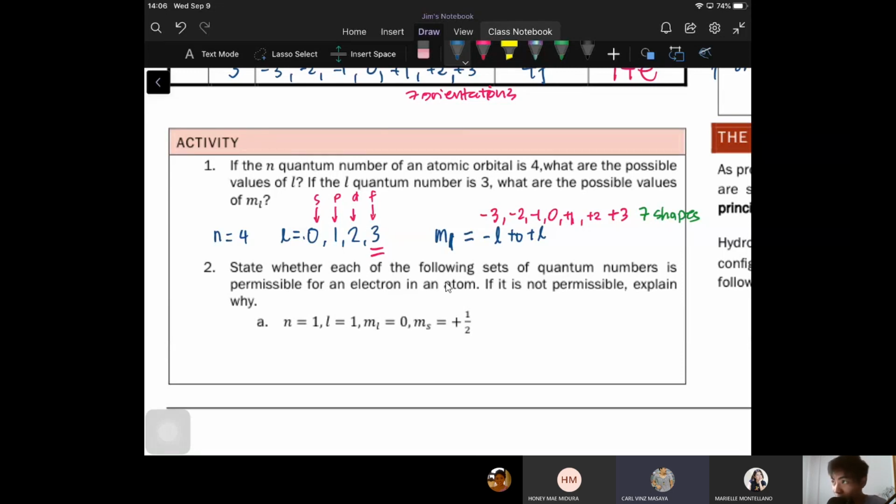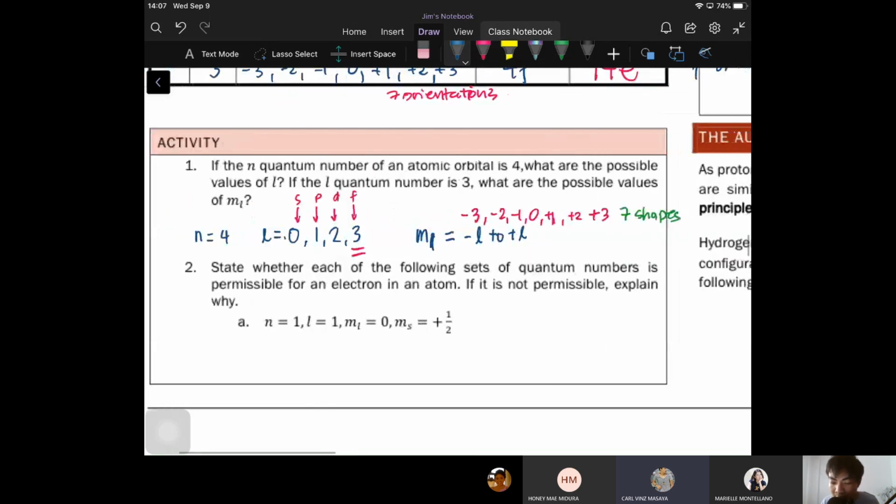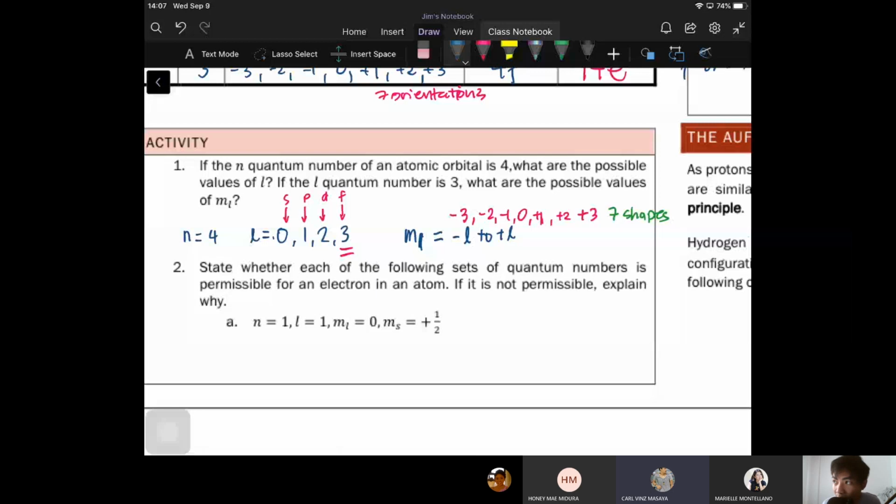Sige, so proceed tayo. For number 2, let us state whether the following sets of quantum numbers is permissible, meaning tama. Pag hindi daw pwede, bakit hindi pwede? So, more on reasoning tayo. Okay? So, letter A. Ako muna, tapos tulungan niyo ako mamaya.